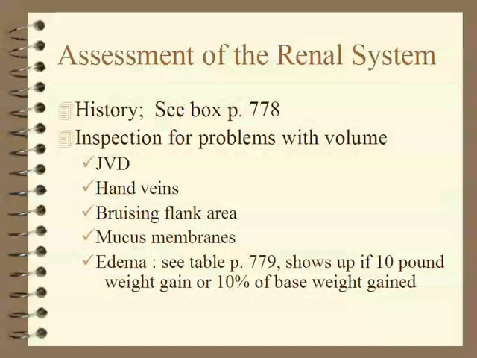Now, when you assess the renal system, the history you're going to get is on page 778 in your textbook. All the questions you're going to ask there. You're going to inspect the patient for any problems. Do they have jugular vein distension? Are their hand veins distended? A good way to tell this is you put your hand veins down for 5 seconds, and if they don't fill, they're dehydrated. If when you raise the hand up, it takes more than 5 seconds for those veins to deflate, they have hypervolemia.